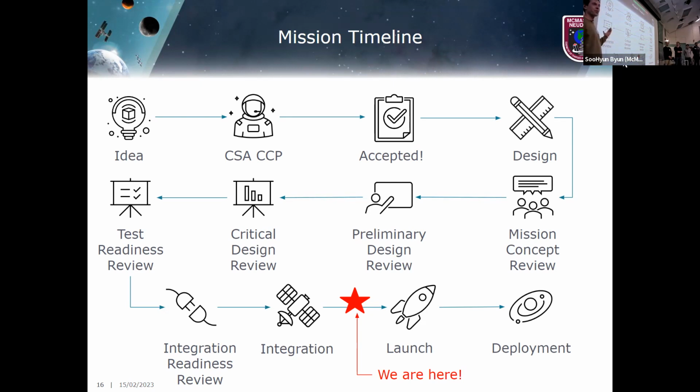So a lot of reviews, as you can see. At which point we go to integration readiness review, the final review, where we prove to them that we can actually put this satellite into their deployer and that everything is going to work well. At that point, we go to integration, and that's where we'll put the satellite in the deployer and we'll hand it off to NanoRacks, and those are the guys responsible for shooting it out the back of the International Space Station. So that's where we are now. Coming up is launch. That's when it's going to go up on the ISS, or International Space Station resupply mission. And then eventually they'll shoot it out the back door and it'll get deployed. And that's when the mission really starts.